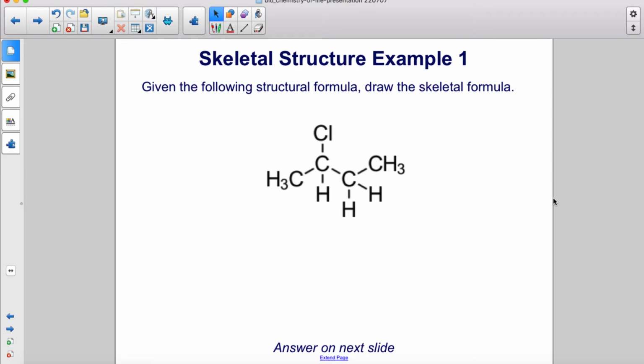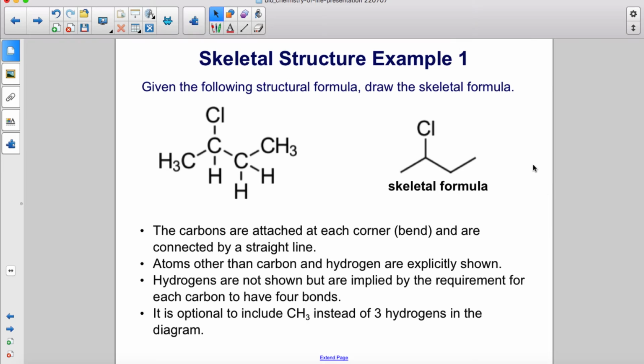Given the following structural formula, draw the skeletal formula. And here it is. The carbons are attached at each corner and are connected by a straight line. Atoms other than carbon and hydrogen are explicitly shown. Hydrogens are not shown but are implied by the requirement for each carbon to have 4 bonds. It is optional to include CH3 instead of 3 hydrogens in the diagram.